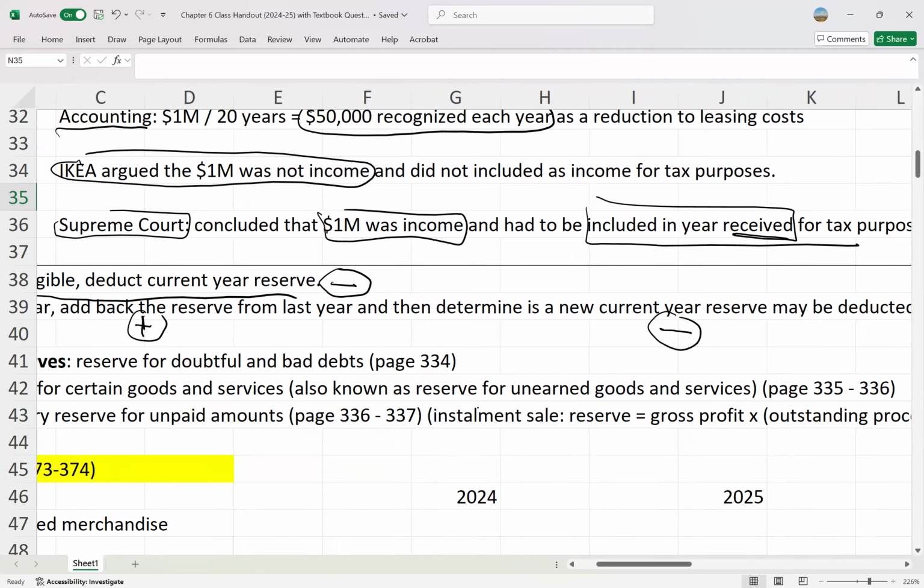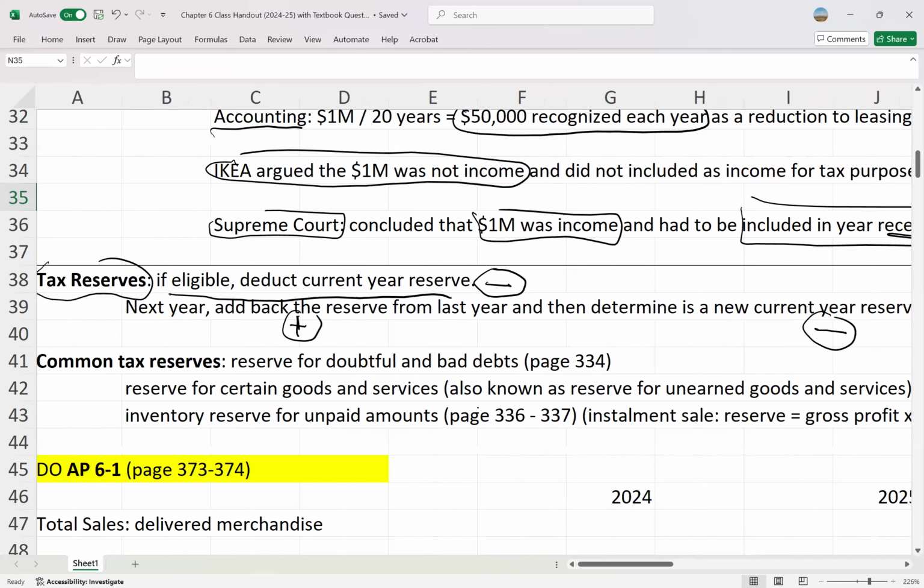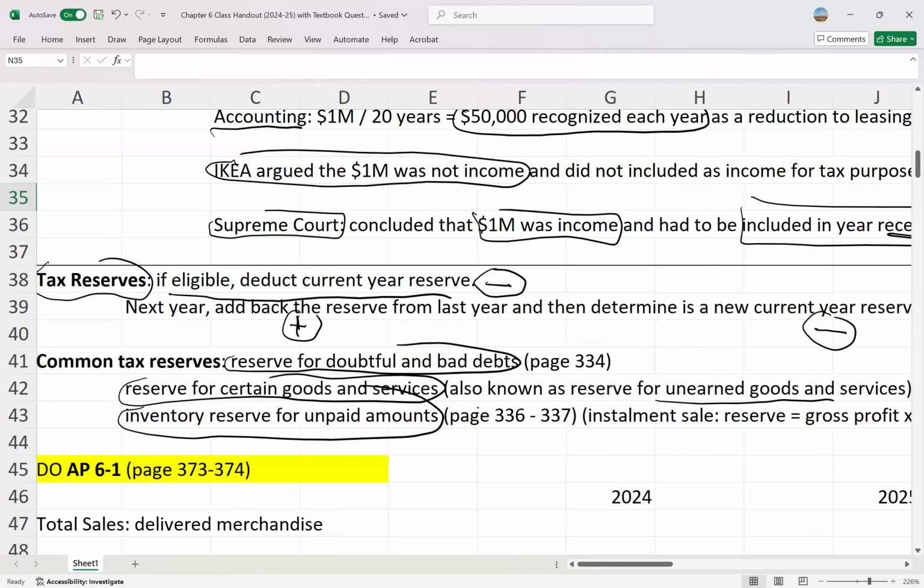Once again, we're going to go through an example to put this into perspective. But a tax reserve is basically a deduction. If you're allowed the tax reserve, you deduct it this year. Next year, you have to add it back to income. And then you figure out next year whether you're still eligible for another similar reserve or not. Now, the good thing is there are only 3 reserves that we're going to focus on: the reserve for doubtful and bad debts, the reserve for certain goods and services, also known as the reserve for unearned goods and services, and the inventory reserve for unpaid amounts.